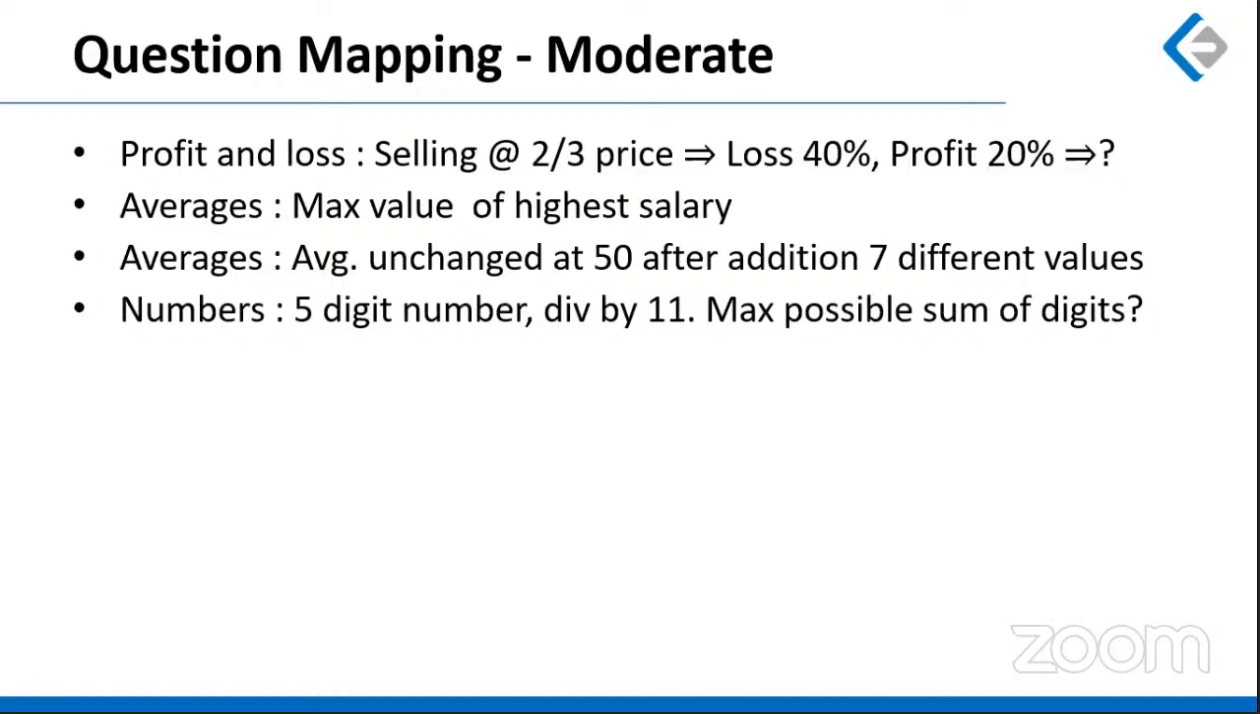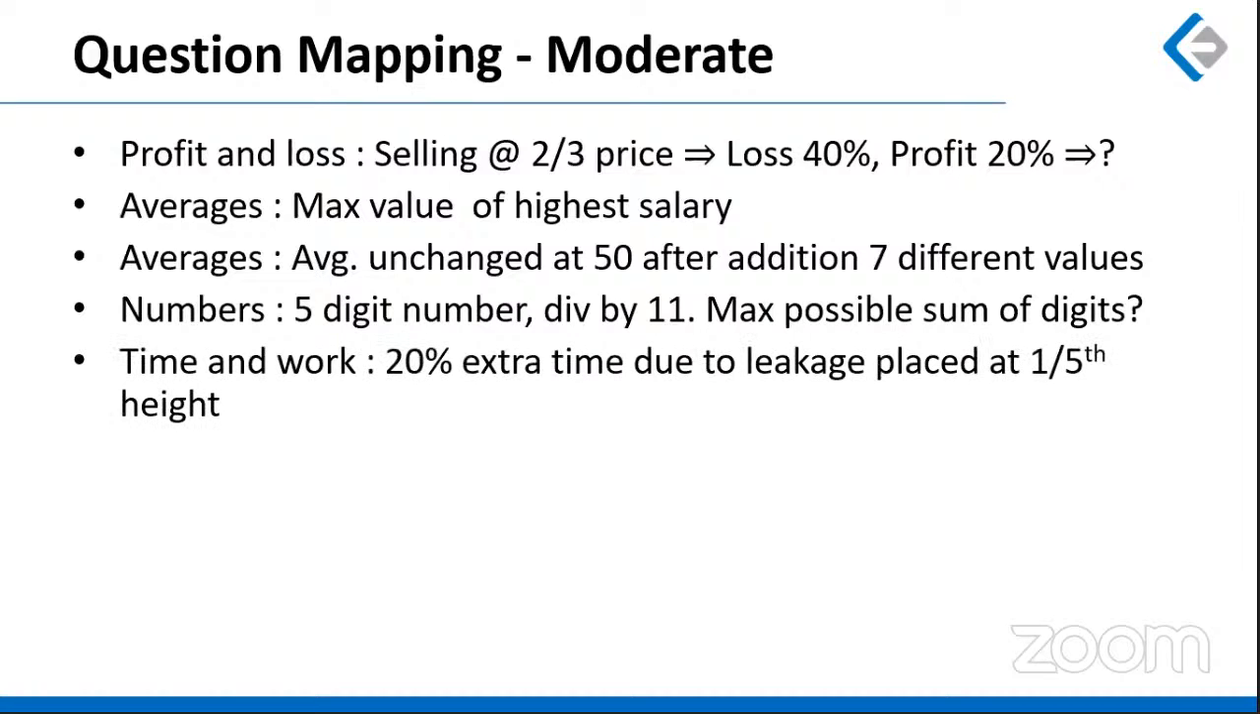A question based on numbers was given, where it was a 5-digit number that is divisible by 11, and we had to find out the maximum possible sum of digits. This required a bit of trial and error, but it was after all a manageable question because you simply had to change the positions of a few digits within the number. So it was a doable one.